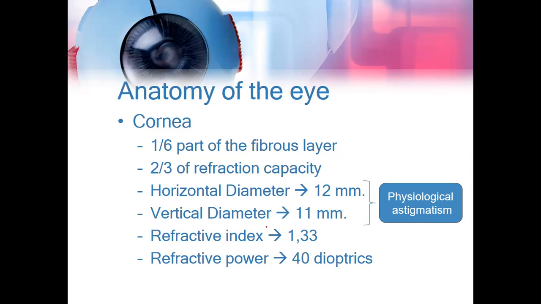So the cornea is a tissue which does not have any vessels. That's why it is transparent. Okay, this is important because the light beam has to go through it, right? If the cornea had some blood vessels, the light beam would be obstructed by these vessels, right? So that is why the cornea does not have any blood vessels.